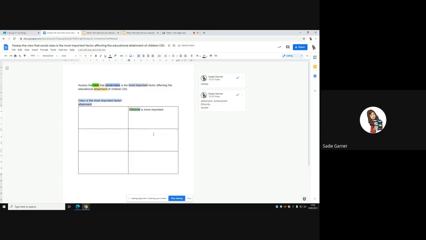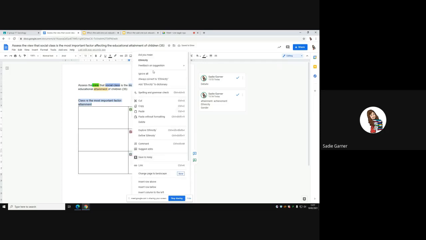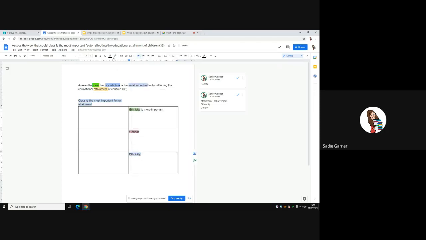And it's not class that's more important, it's gender. It's gender that affects the educational attainment of children, not just class. And then it goes, meh. You could choose whichever one you wanted, but I would go back to ethnicity. It's not class that's more important. It'd be helpful if I could spell ethnicity, but it's ethnicity that's more important than social class. And then in a conclusion, pick a side if you can. You might want to cherry pick bits from both.